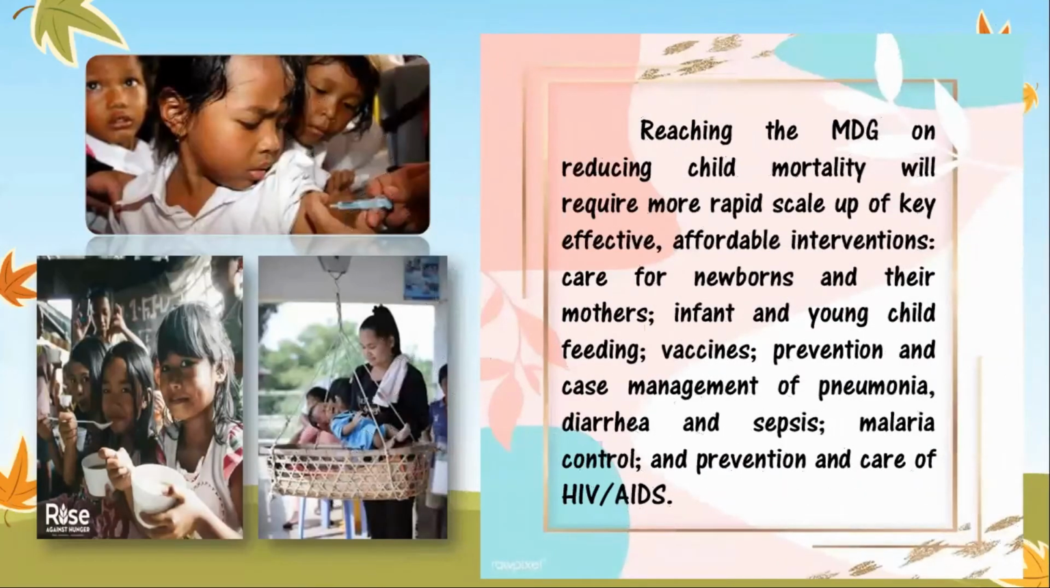In 2013, around 44% of under 5 deaths occurred during this period, up from 37% in 1990. Reaching the MDG on reducing child mortality will require more rapid scale up of key effective, affordable interventions: care for newborns and mothers, infant and young child feeding, vaccines, prevention and case management of pneumonia, diarrhea and sepsis, malaria control, and prevention and care of HIV or AIDS.